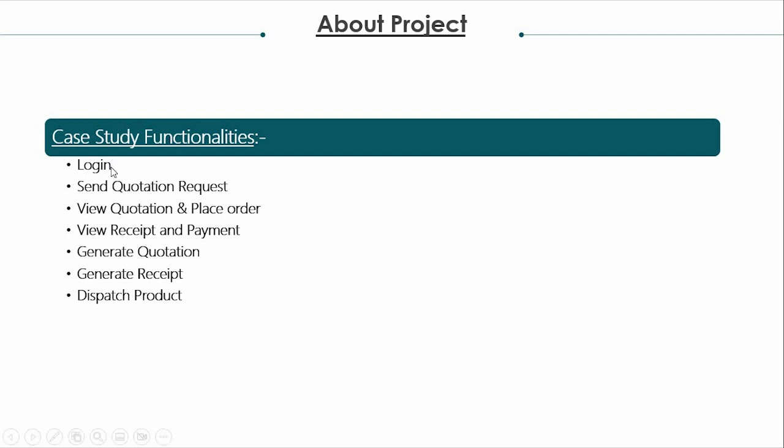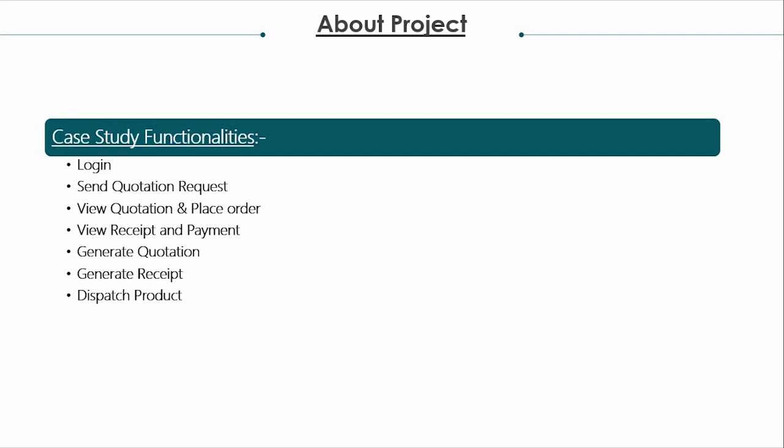First one will be the login functionality where customer and vendor both can log in by providing the credential. Now the second function means these three functionality: send quotation request, view quotation and place order, view receipt and payment. These functionality are related to customer. And the last three functionality, which is generate quotation, generate receipt and dispatch product, will be related to the vendor.